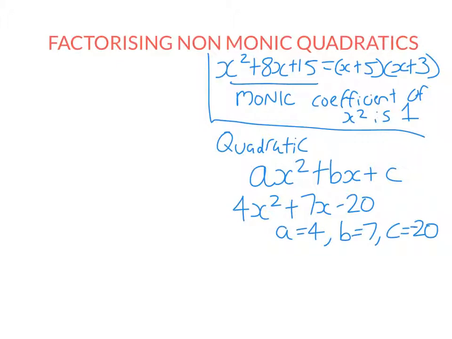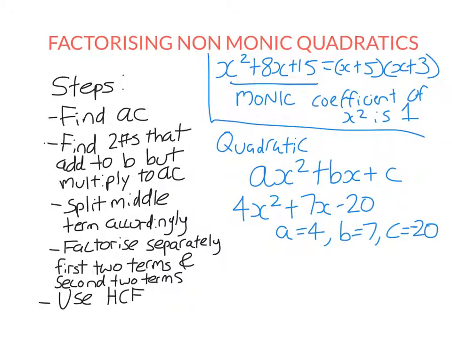So I'm going to write up some steps for factorizing non-monic quadratics. So there are a few steps here. So what we'll have to do is find AC. Remember, A is the number in front of x squared, C is the constant term. Find two numbers that add up to the middle term B but multiply to AC. Split the middle term accordingly, and then we're going to factorize the first two terms separately, factorize the next two terms separately, and use the highest common factor. So it is a bit complicated, but you're very smart, which is why you're doing this. Okay, so let's look at an example.